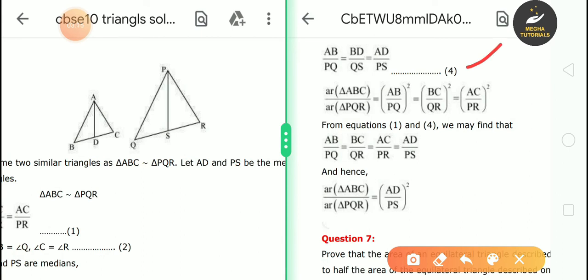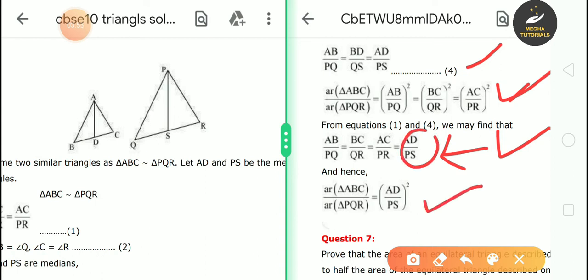That is equation 4. Now we know that triangle ABC and triangle PQR are similar triangles. Therefore, we can write area of triangle ABC upon area of triangle PQR is equal to AB upon PQ the whole square is equal to BC upon QR the whole square is equal to AC upon PR the whole square, because of the theorem of the areas of similar triangles. So from equation 1 and 4 we can write AB upon PQ is equal to BC upon QR is equal to AC upon PR is equal to AD upon PS, and therefore we can write area of triangle ABC upon area of triangle PQR is equal to AD upon PS the whole square. This is required proof.